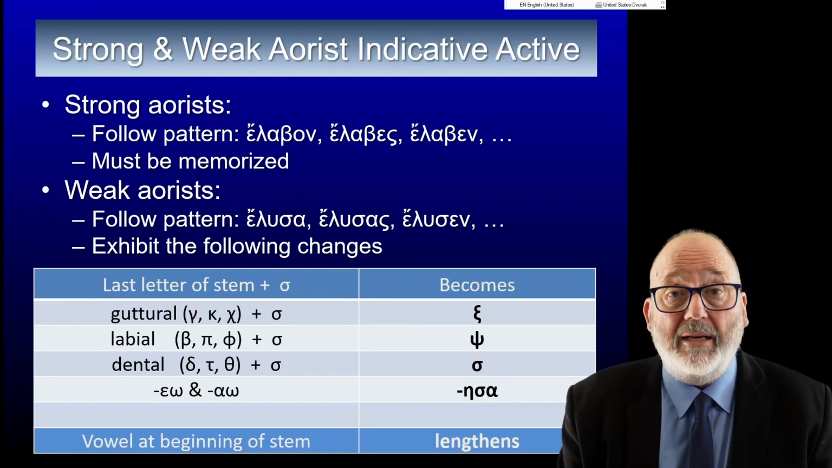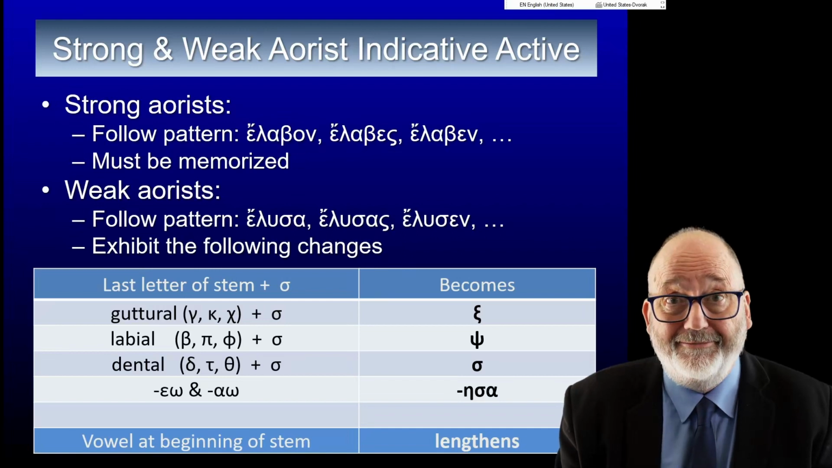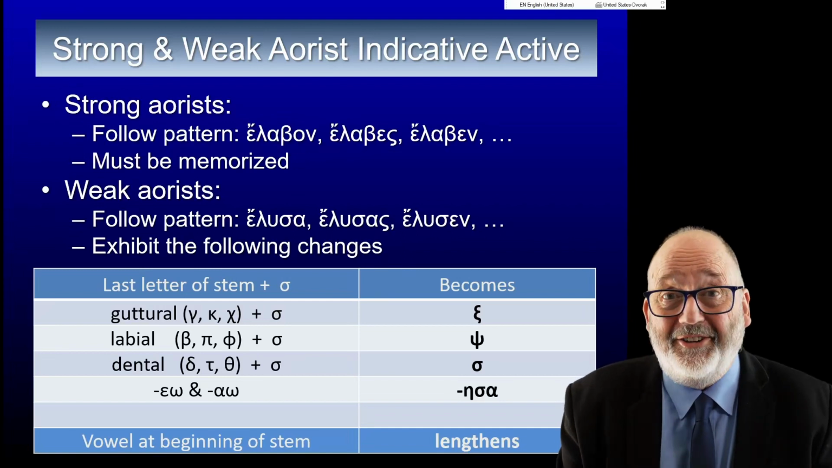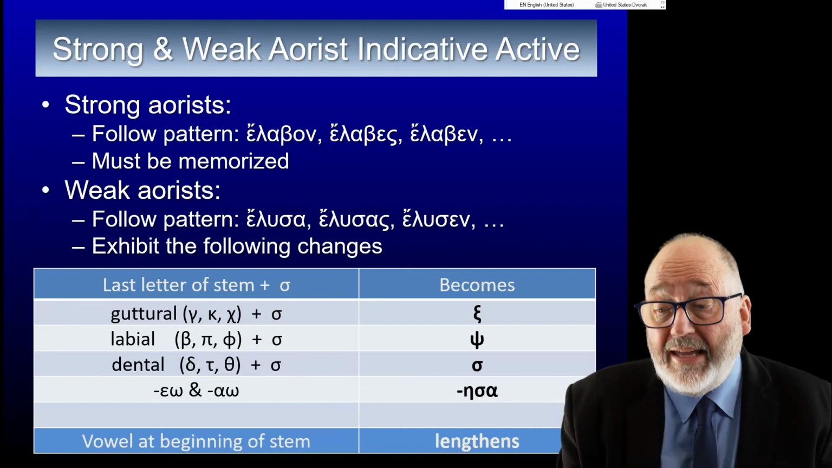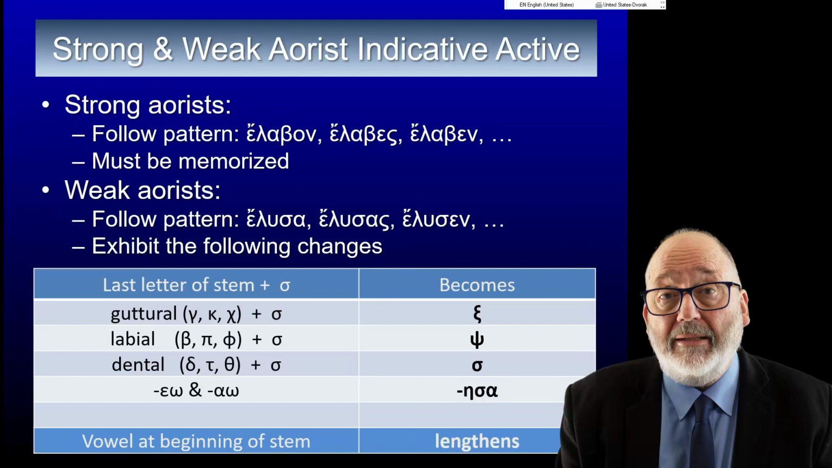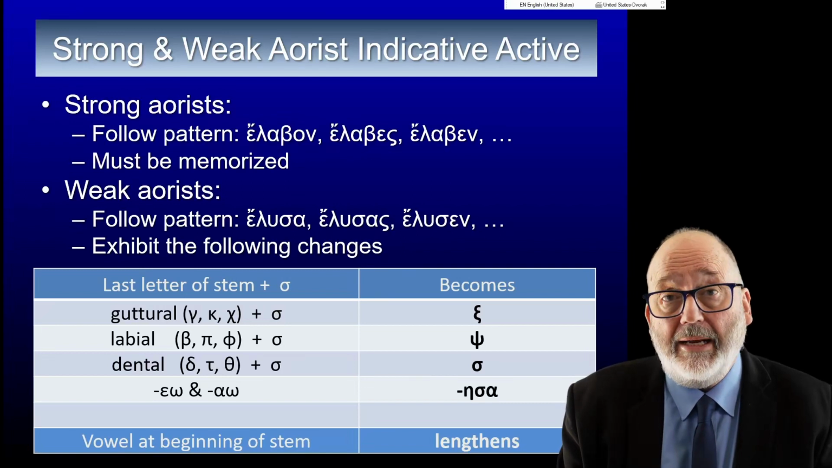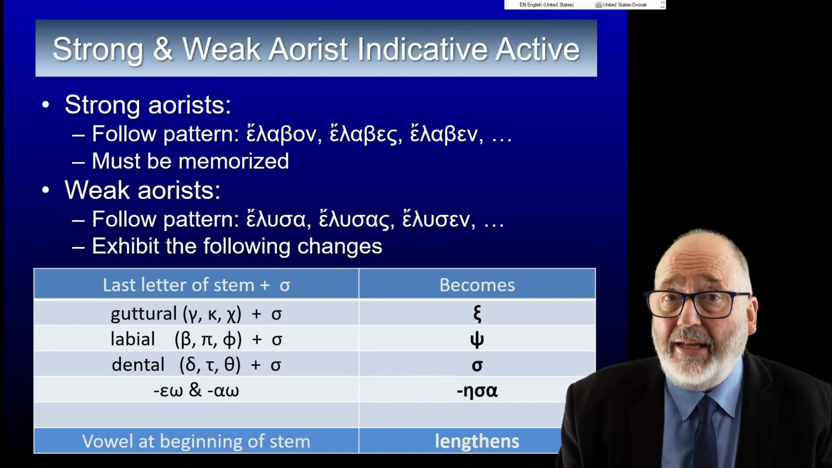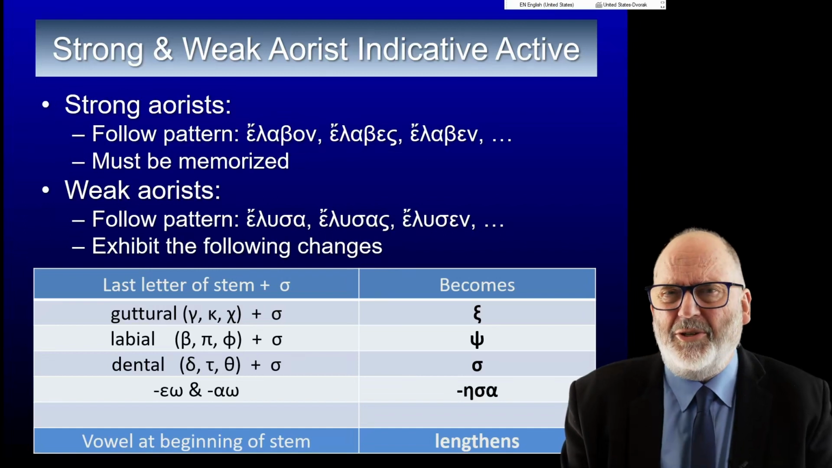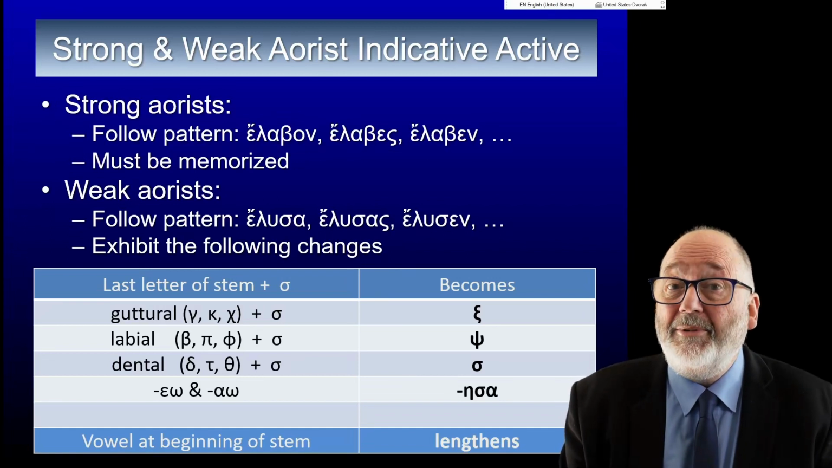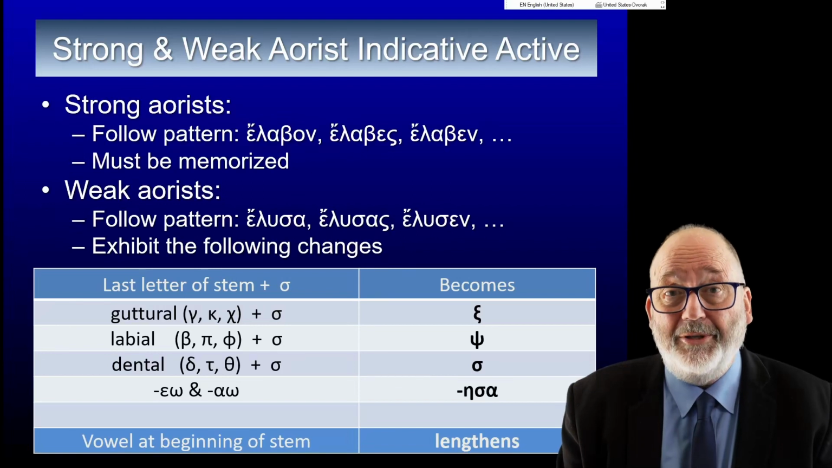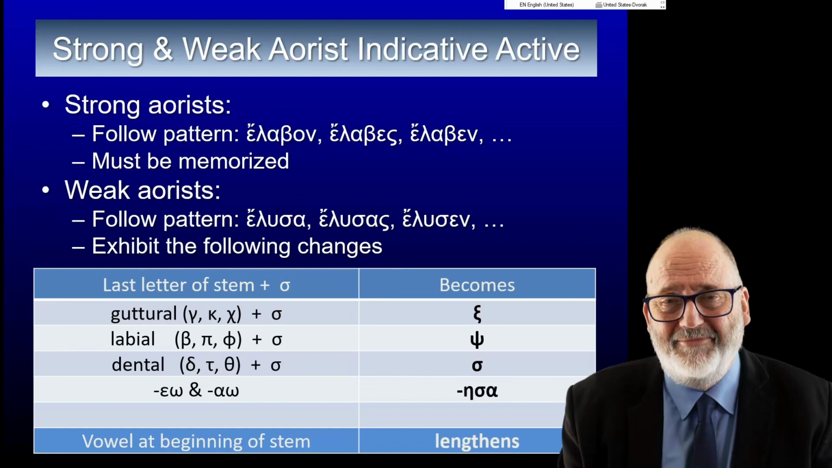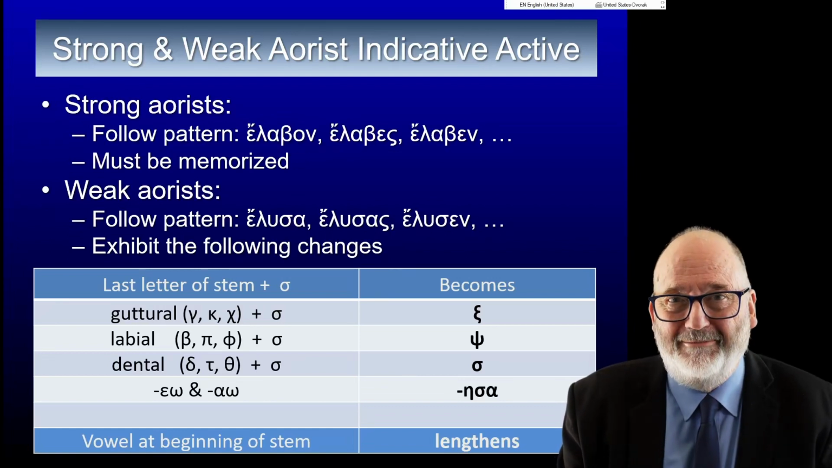So we learned that esthio has an aorist of ephagon, etc. Now, actually, strong aorists turn out to be the easy ones to recognize. With the weak aorists, what we have is they follow a pattern elusa, elusas, elusen. That's usually a good indication of what a weak aorist is, although I should probably mention in passing that there are some exceptions in the New Testament where a strong aorist verb actually uses a weak aorist ending. They're actually not so bad when you meet them.